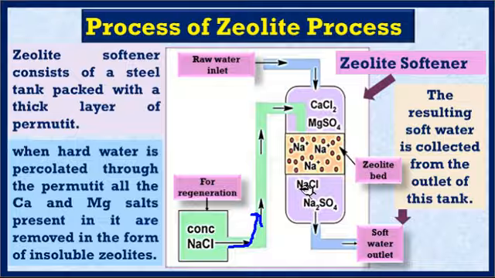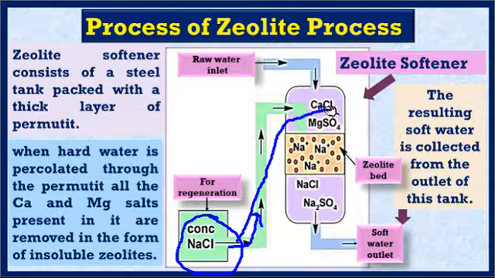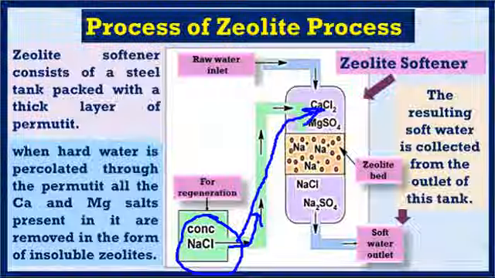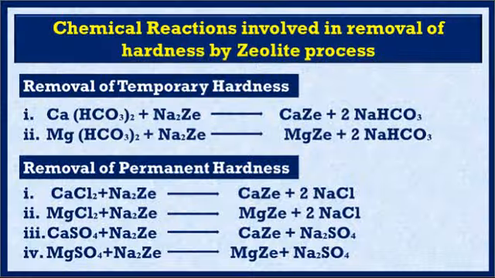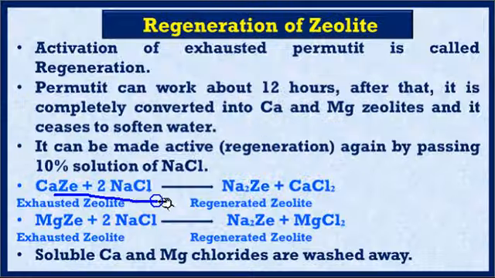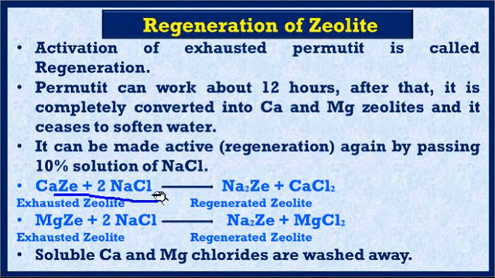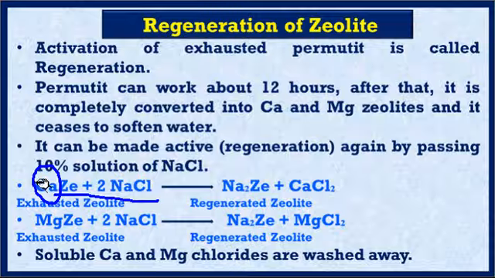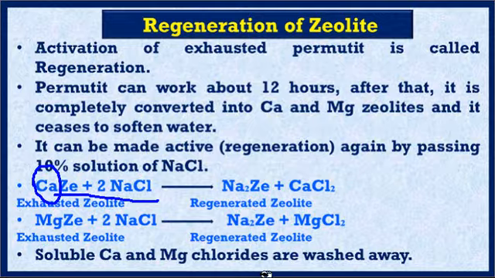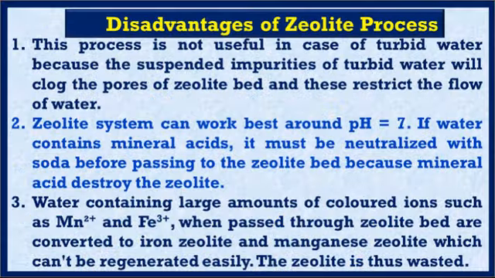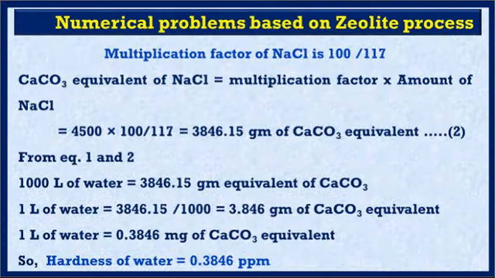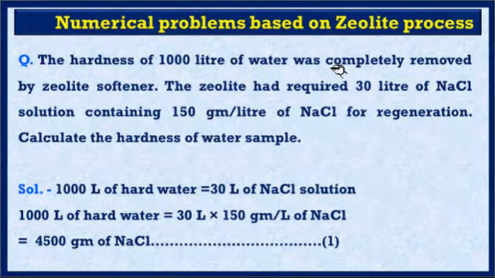So the sodium chloride used for regeneration must be equal to the hardness present in the water, because this sodium chloride is used for the regeneration of the exhausted zeolite. So the total amount of sodium chloride used must be equal to the total calcium and magnesium ions, or the total hardness present in the water, right? So using this fact, now calculate the total hardness of water.